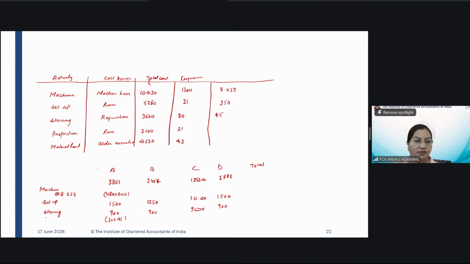Okay. Then you have inspection, again run, but the rate here is 100 rupee instead of 250. So 100 into 6, 100 into 5, 100 into 4, and 100 into 6, 2100. And finally, material handling, 4620 divided by 42. So it's 110.